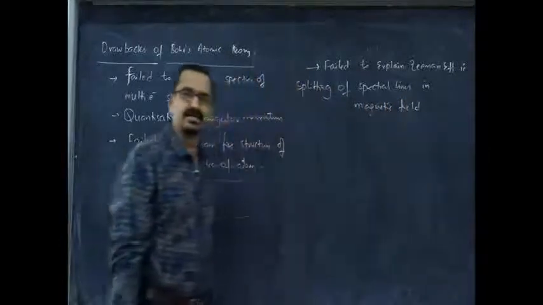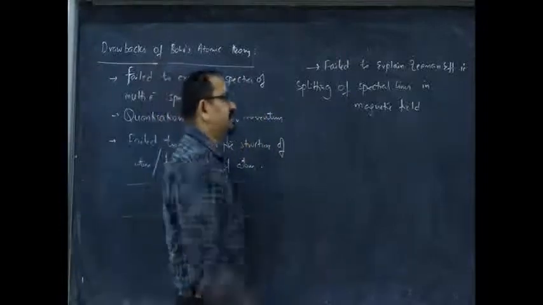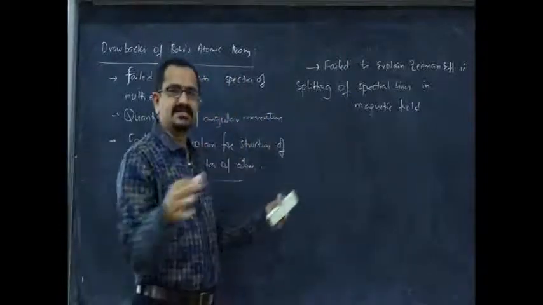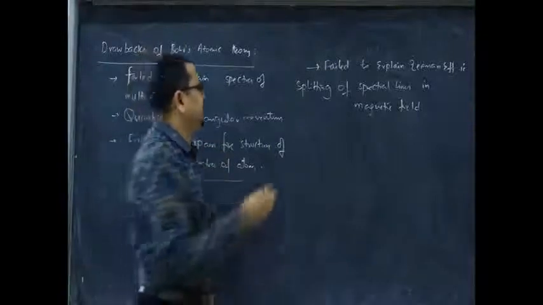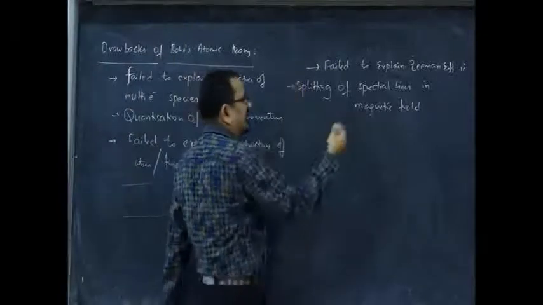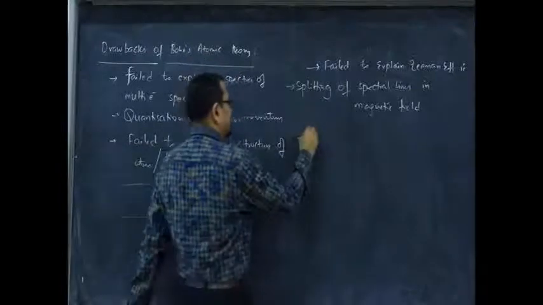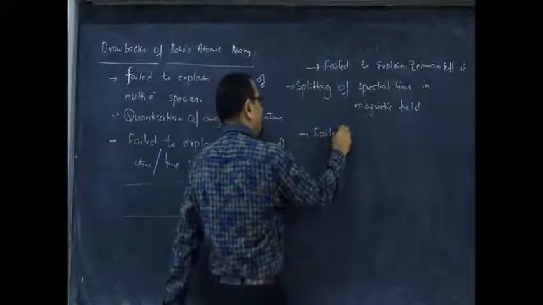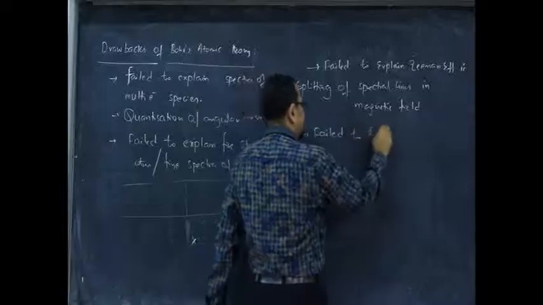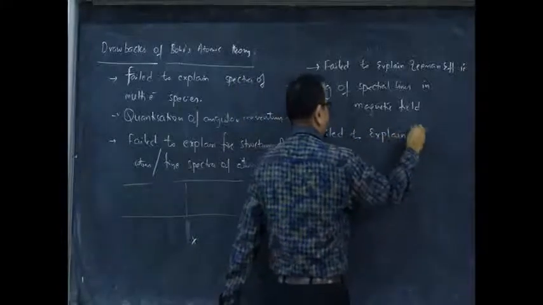Splitting of spectral lines in a magnetic field. When a spectral line is passed through a magnetic field, it splits into several lines; it gets dispersed. That splitting of a spectral line in a magnetic field is called the Zeeman effect, and it is also not explained. Similarly, this theory also failed to explain the Stark effect.